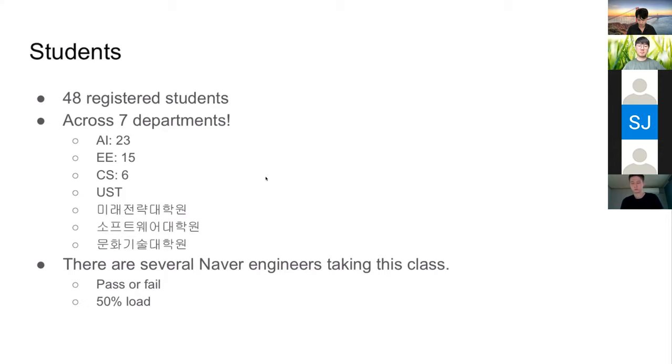And also there'll be a few Naver engineers taking this class as part of the MOU between Naver and KAIST. We have a research center and I'm part of it. So we actually offer this class to Naver. And for Naver engineers, it'll be pass or fail instead of A, B, C, D, E letter grading. And also your class load will be 50% of regular students. So I'll actually talk about this later when I'm gonna show you the details about how the grading works. But these are the students. So we have gone through instructor, TAs and students.